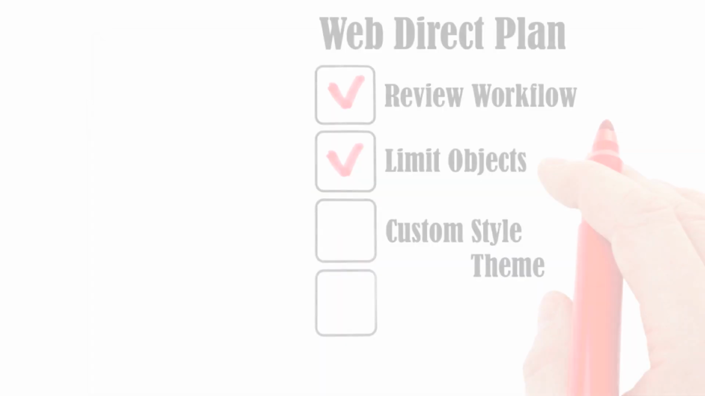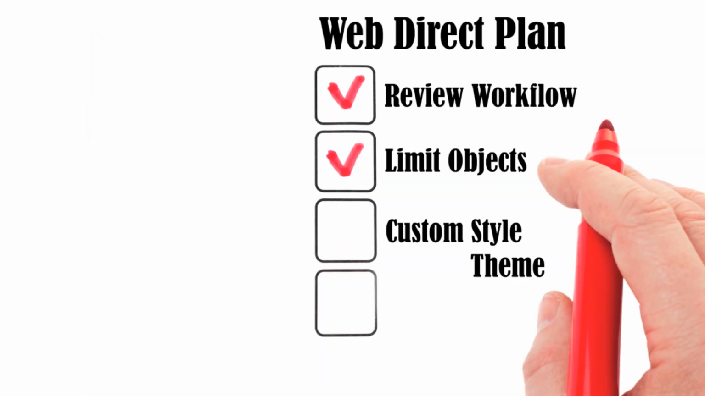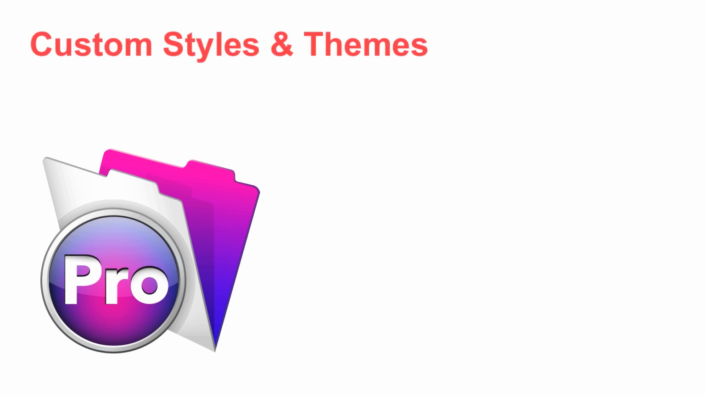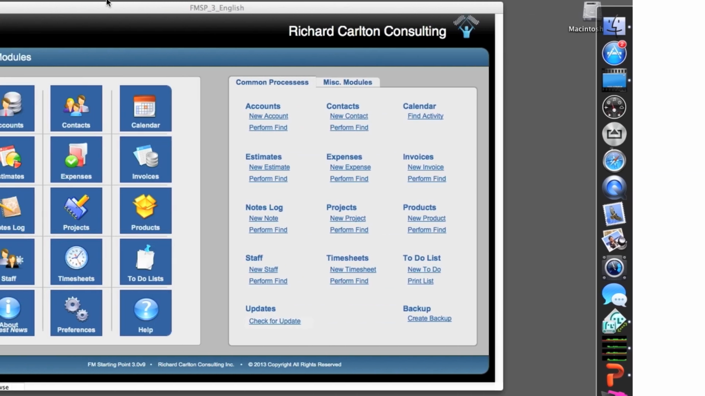So step 1 was review the workflow and determine what the users really need. Step 2, limit the objects. Think about how you're going to limit those things. Remove the items you don't need. Break them down into different layouts. And step 3 is to get into customized styles and themes for your layouts. And this is the next great step that has only been made possible with the release of FileMaker Pro 13. Custom styles and a custom theme for a layout were not possible in FileMaker 12. So let's go ahead and dive into this. I'm going to go ahead and switch out our PowerPoint here and jump into FileMaker.